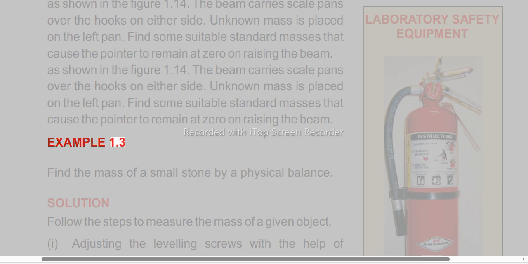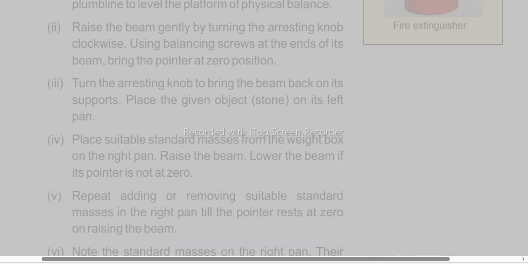Example 1.3. Find the mass of a small stone by a physical balance. Solution: follow the steps to measure the mass of a given object. 1. Adjust the leveling screws with the help of a plumb line to level the platform of the physical balance. 2. Raise the beam gently by turning the arresting knob clockwise. Using balancing screws at the ends of its beam, bring the pointer to the 0 position.